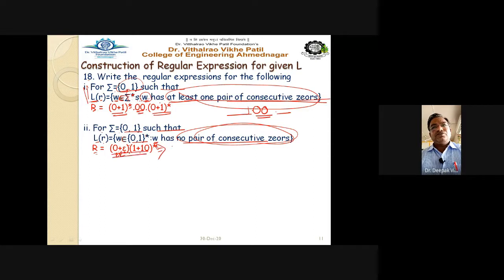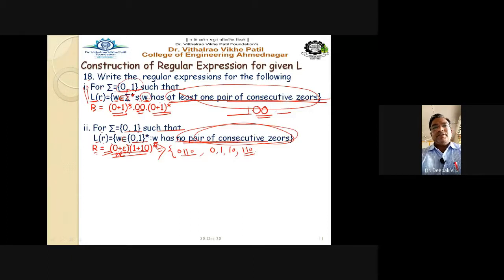You can expand this. So I can have 0, then I can have 1. If I write like this, 0 1 1 0, no consecutive 0 we will find here. I can have 0, or I can have 1, I can have 1 0, I can have 0 1 1 0, or I can also have 1 1 0. But you will not find two consecutive zeros here. So this is the regular expression. We have to check whether we have written it correctly or not.